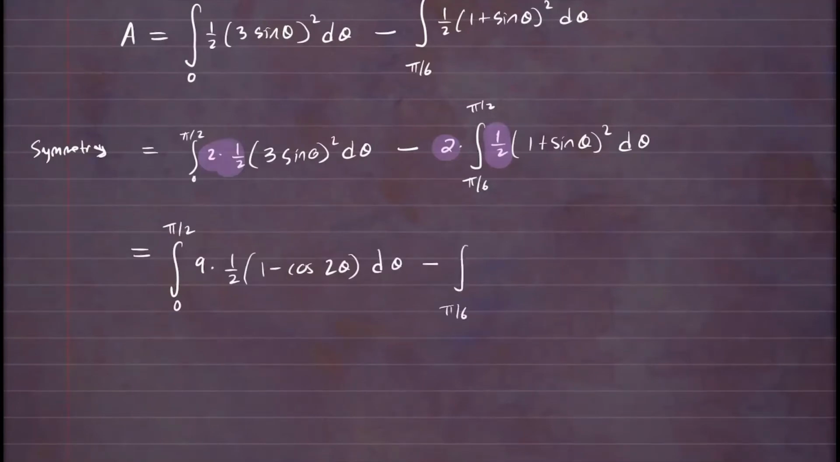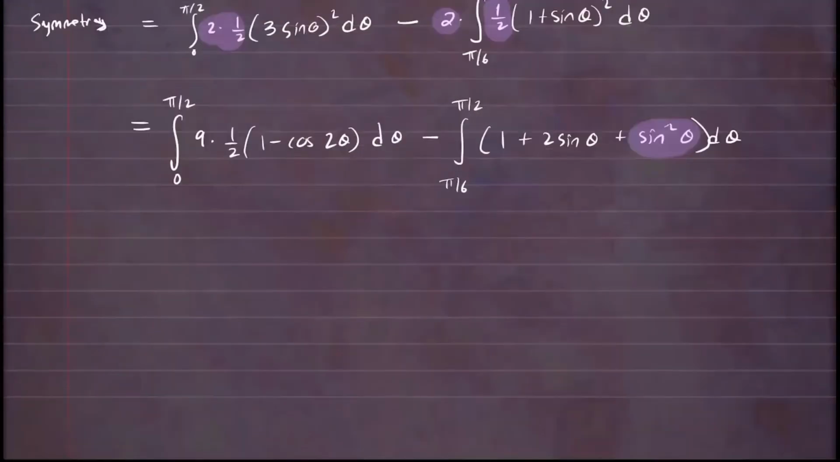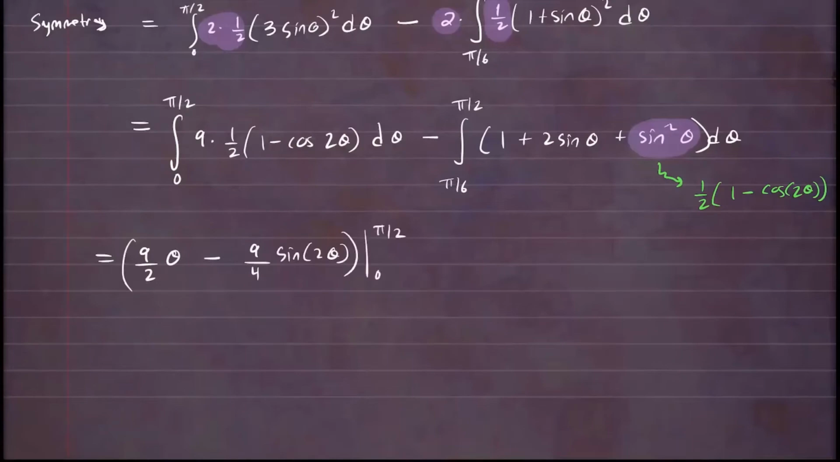We're taking it from pi over 6 to pi over 2 of (1 plus sine theta) squared. So that would be 1 plus 2 sine theta plus sine squared theta d theta. Okay, so I'm going to replace this with the identity 1/2 (1 minus cosine 2 theta). And let's go ahead and integrate. So for the first integral, we have 9 over 2 theta minus 9 over 4 sine 2 theta. And we're going to evaluate this from 0 to pi over 2.